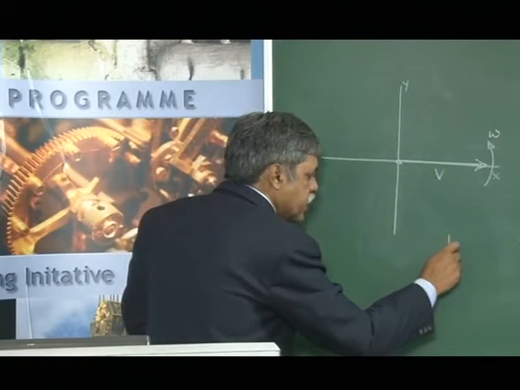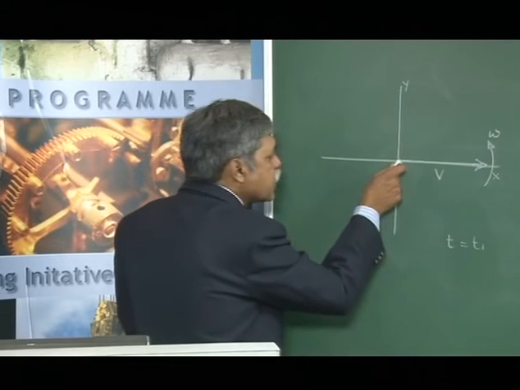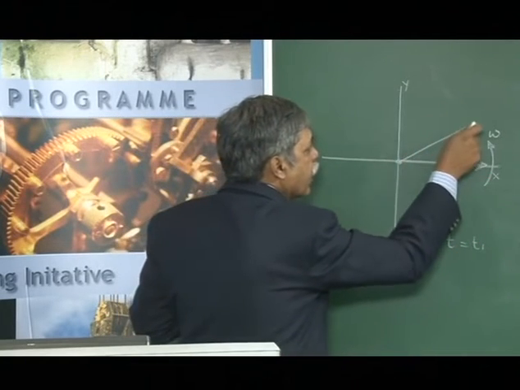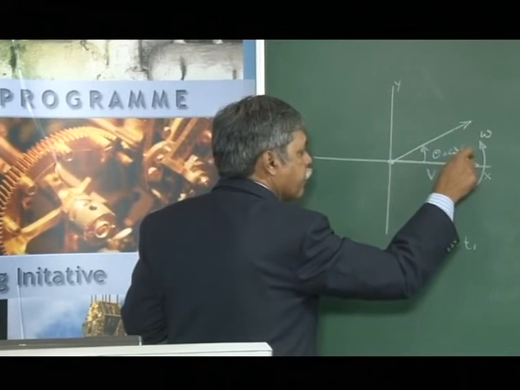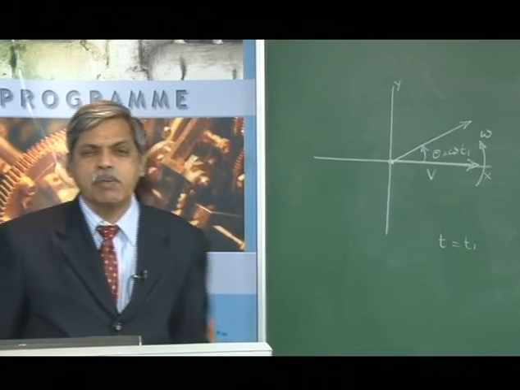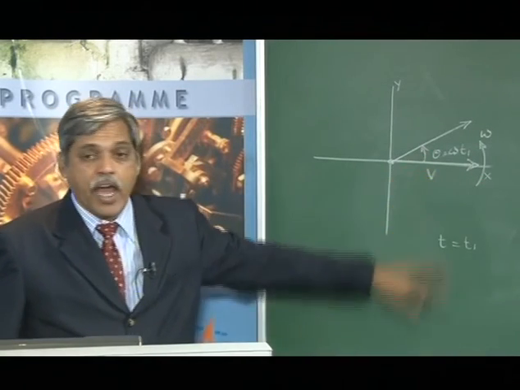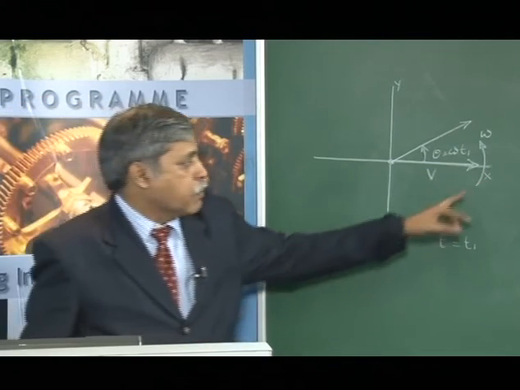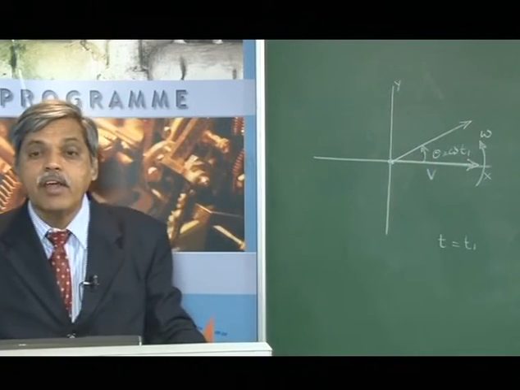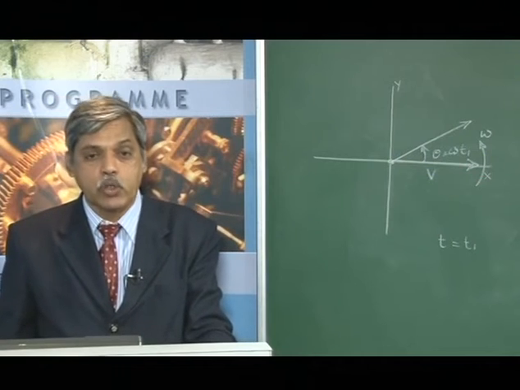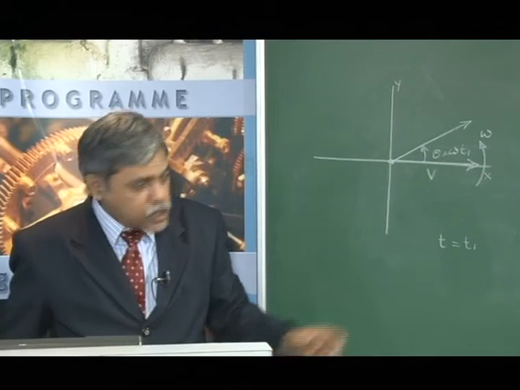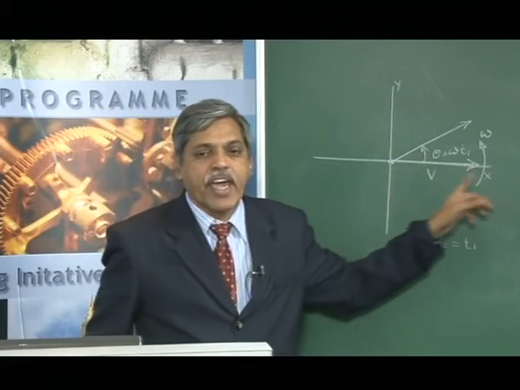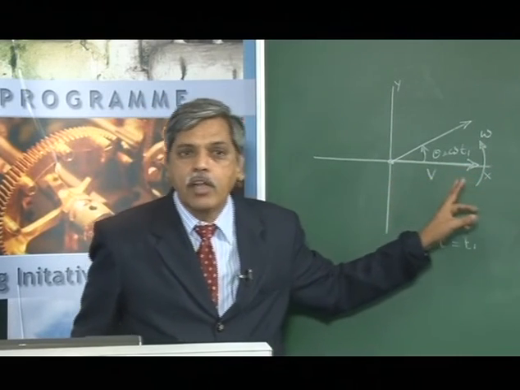At t equal to t seconds or t1 seconds, this vector will move in the coordinate system by an angle of theta equal to omega t1. Velocity into time will give you the displacement. Since I am measuring the velocity in angular terms, angular velocity, that multiplied by time will give you the displacement in theta degrees, or it can be radians also. Because I am expressing omega in radians per second, the theta also will be in radians. Now this position will be always with respect to the x axis, what I called as horizontal or reference axis.